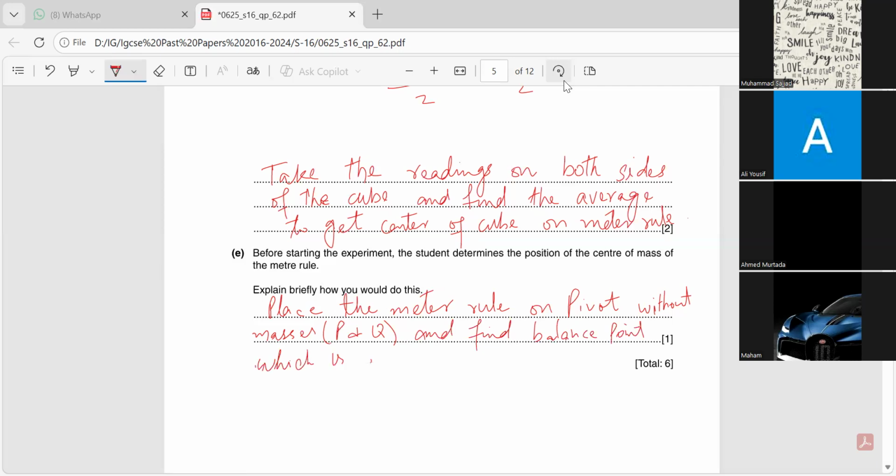Which is center of mass, meter rule. Okay, now, my dear friends, before I explain, this is center of mass, but now they will not ask you center of mass, they will ask you center of gravity. Same thing you will do, that is, place the meter rule on the pivot.